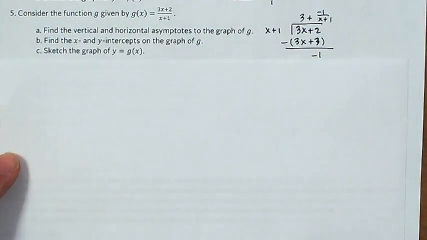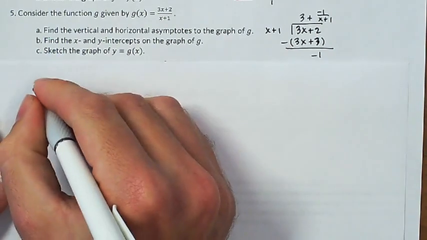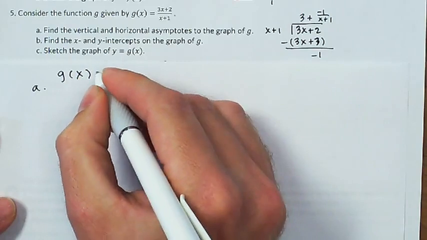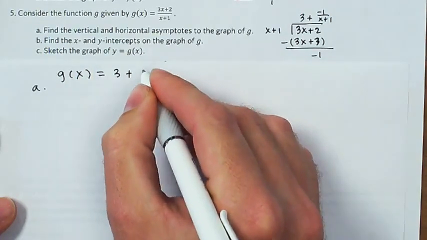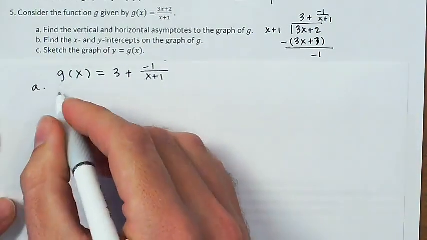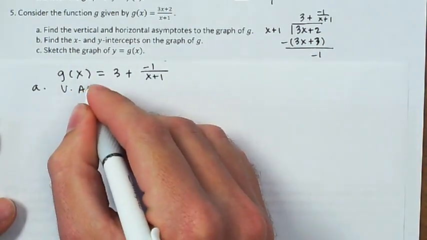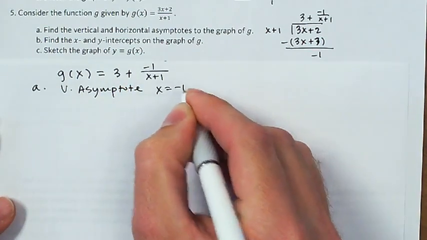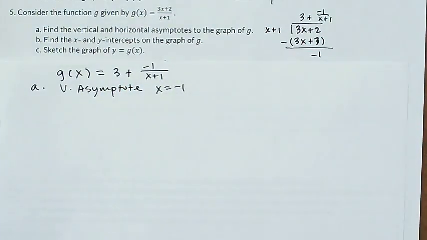We'll know how to graph that too. But maybe if I'm working on finding the vertical and horizontal asymptotes, I'm going to rewrite g in its new form. Okay. So the vertical asymptote would be x equals negative 1. It's whatever x value causes the denominator to equal 0.